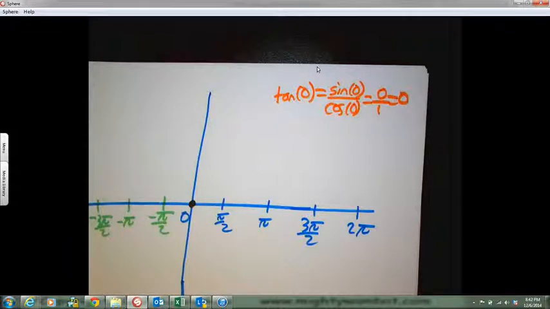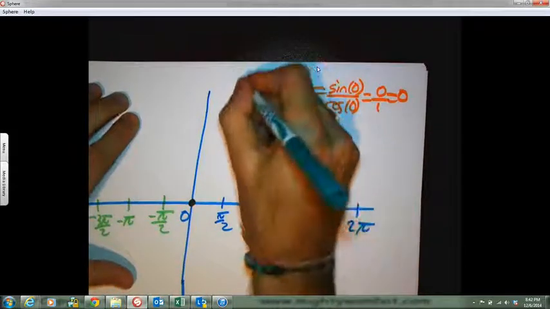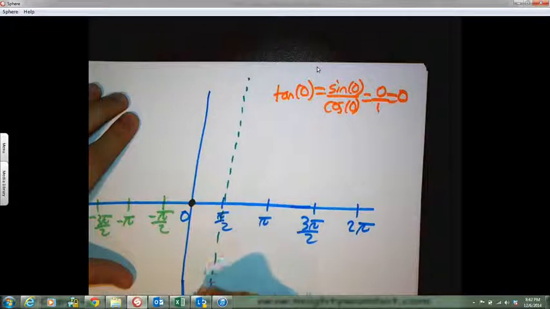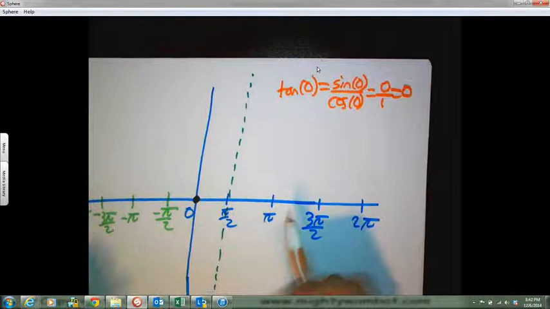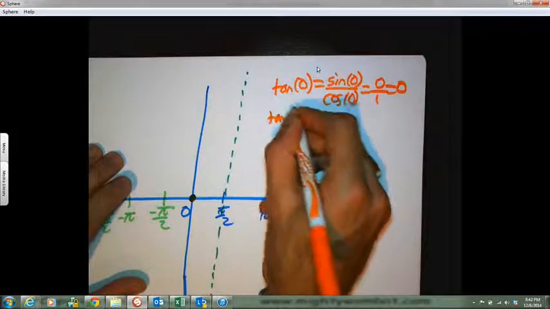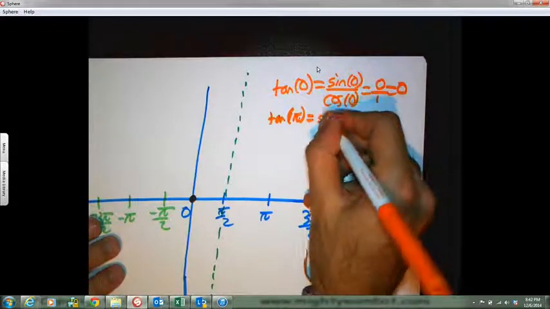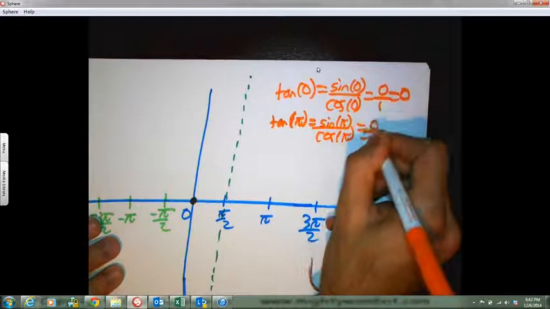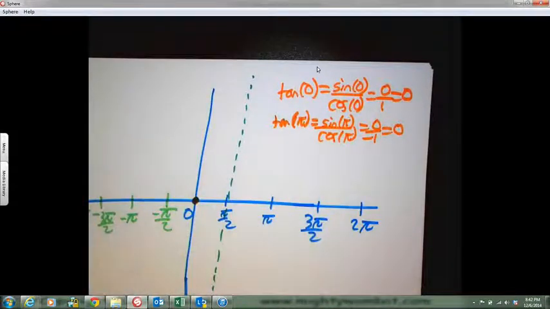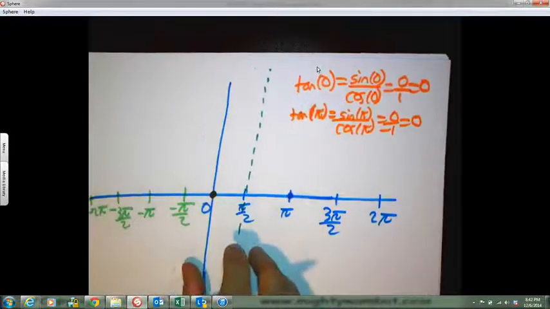What about the tangent of pi? Well, the tangent of pi is sine pi over cosine pi, which is 0 divided by -1, which equals 0. So the graph must touch right here. And in fact, we know, by the way, folks, tangent of 2 pi is sine of 2 pi divided by cosine of 2 pi. Sine of 2 pi is 0, cosine of 2 pi is 1, 0 divided by 1 is 0. So we know this happens here.